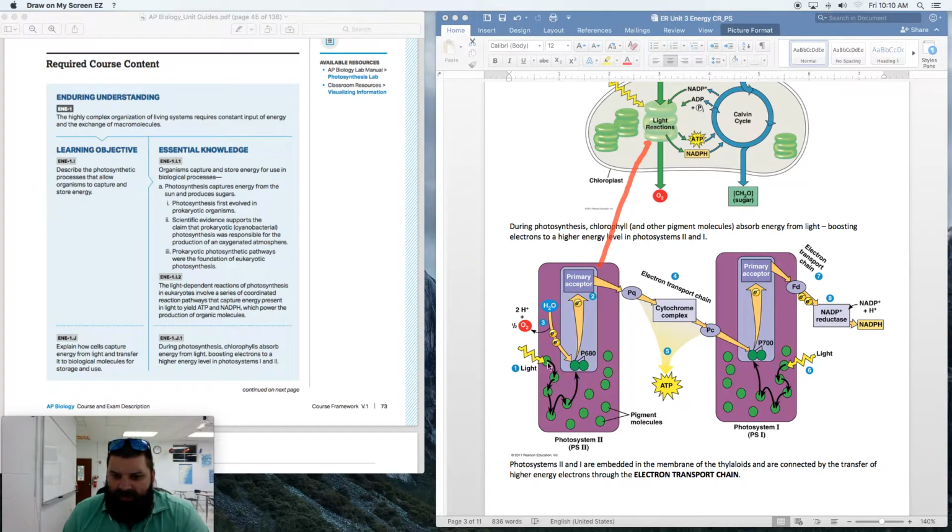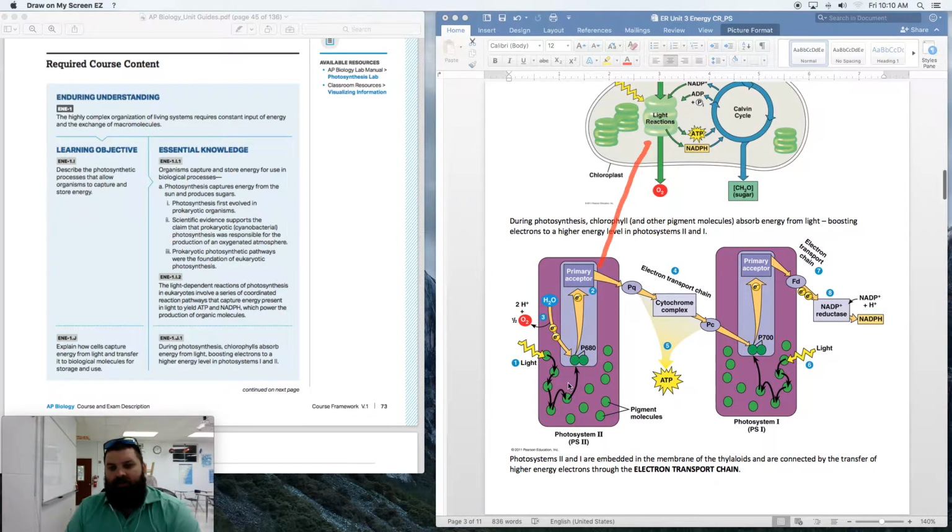So light comes in and excites an electron. A photon of light will hit this molecule. Chlorophyll is a very big molecule. It gets hit and loses an electron, sending it up to a higher energy level. Well, if electrons were continuously being lost, chlorophyll would eventually run out of electrons. But what does it do? It replaces electrons as they get passed.